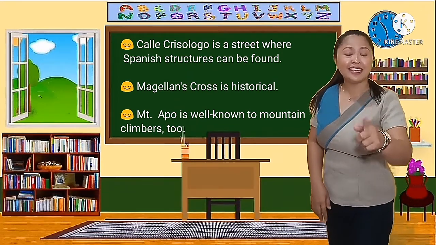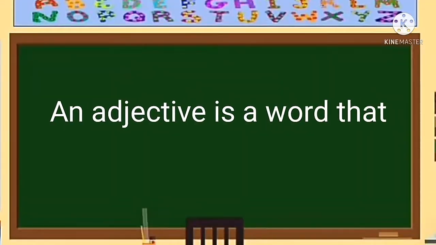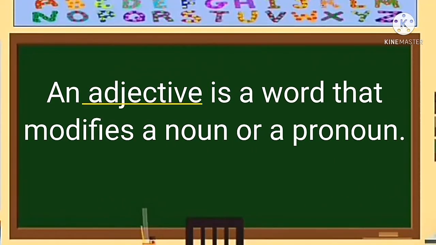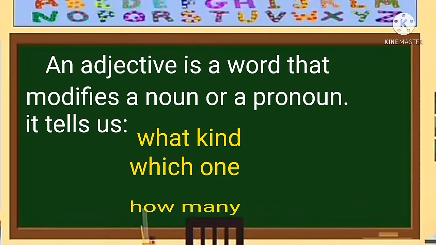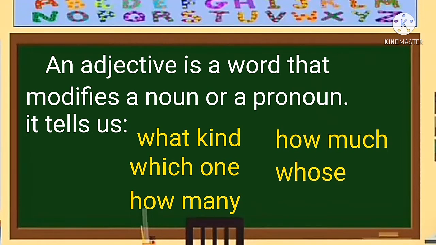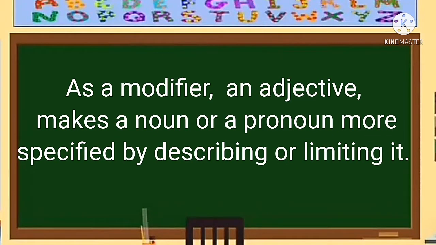But before that, let's review what an adjective is. An adjective is a word that modifies a noun or a pronoun. It tells us what kind, which one, how many, how much, and whose. As a modifier, an adjective makes a noun or a pronoun more specified by describing or limiting it.